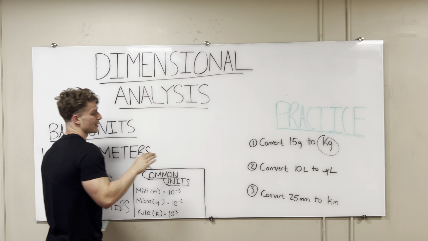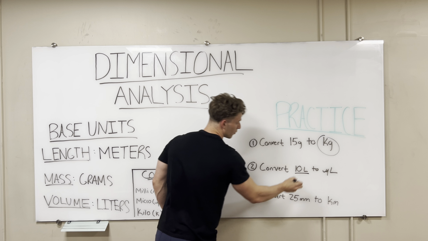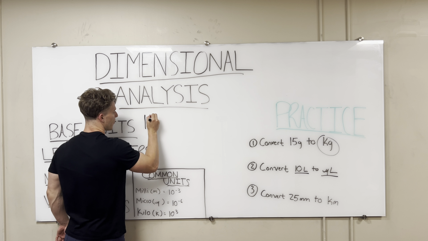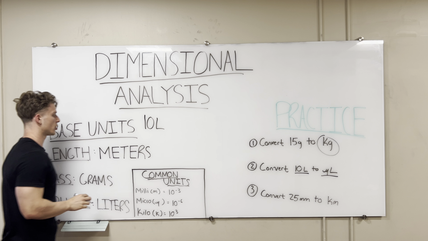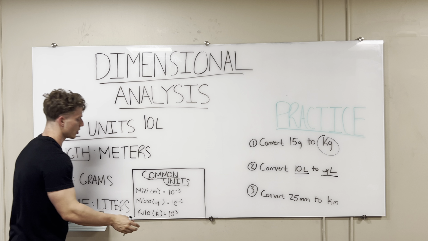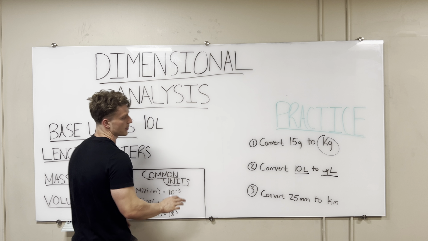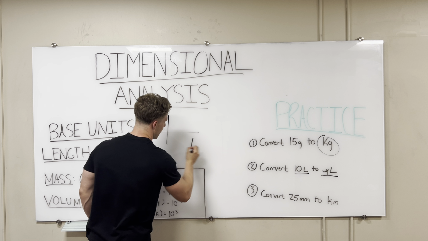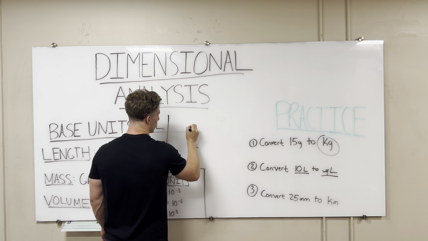So if we have to convert 10 liters to microliters, how are we going to do that? So we have our original 10 liters, and I want to make sure I'm in my base unit. Okay, I have liters as my base unit, so now I can use one of these that I know to get to my final answer. So I have 10 liters. I want to make sure that I cancel out liters, and I want to get to microliters.